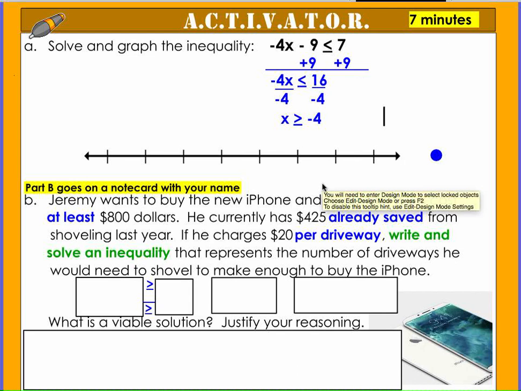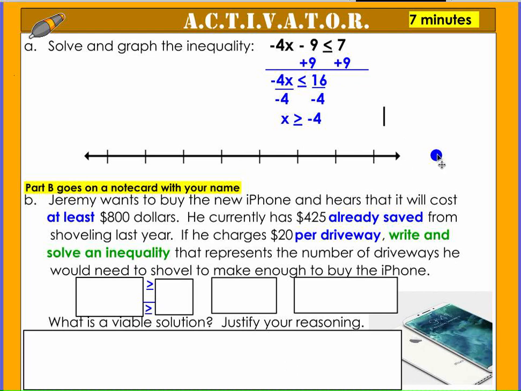All right. Now, the other piece about an inequality, which is different from an equation, is you have to graph your solution. We're trying to say that anything that's greater than or equal to negative 4 would work if I plugged it into this inequality. I'd get that the left side is less than 7.